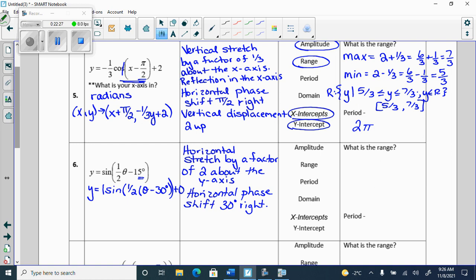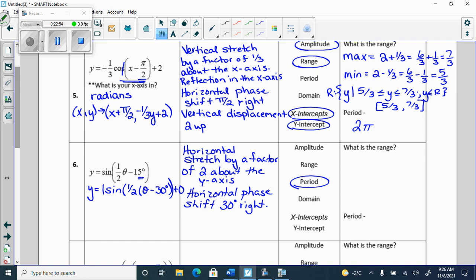Okay, did the amplitude change? No, because my amplitude is 1. Did the range change? No, because a midline 0 up 1, midline 0 down 1 gets me negative 1, 1, which means no change. The period? Yep, it's going to double. The domain won't change. It's x in R, right? It just keeps going on forever, so nothing will affect it. Even if you stretch it, it'll still go on forever.